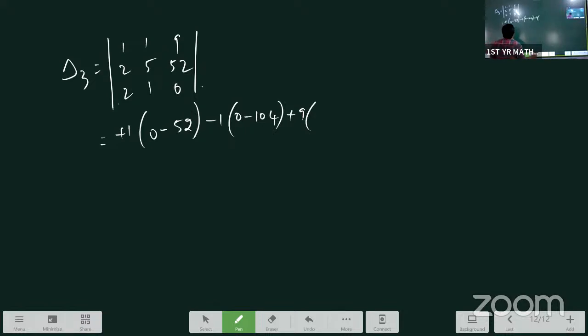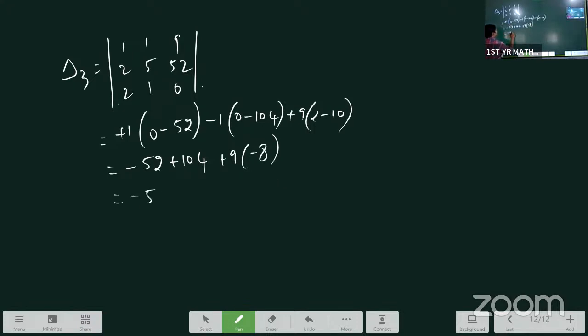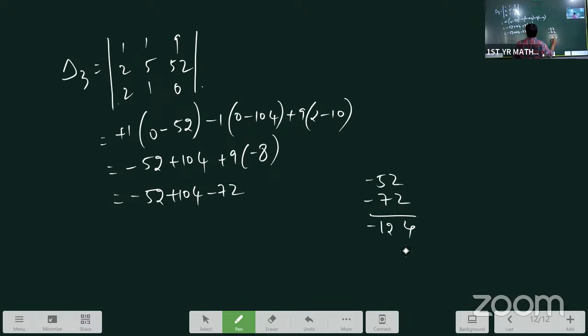Is it clear? Right. Which is nothing but 2 1s are 2, minus 2 5s are 10. That is minus 52, right? Minus into 0 minus 104 is minus 104. Minus into minus is plus 104. And here minus 8, correct? 2 minus 8. So plus 9 into minus 8. So minus 52 plus 104. Is it clear? So 9 8s are minus 72. Okay. Now minus 52 minus 72, you add them up. So minus 124 I get.